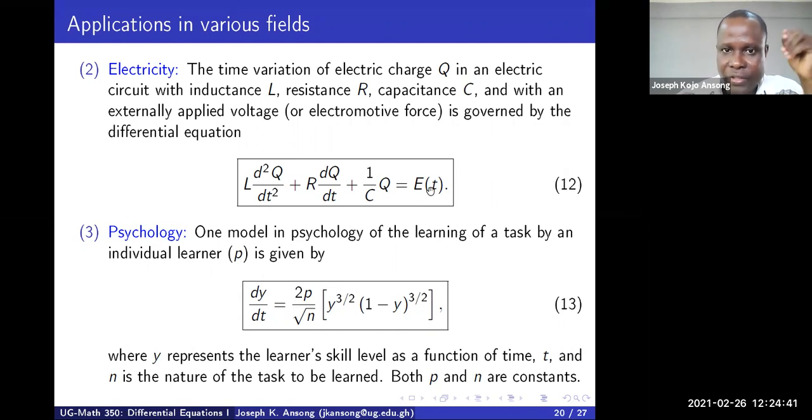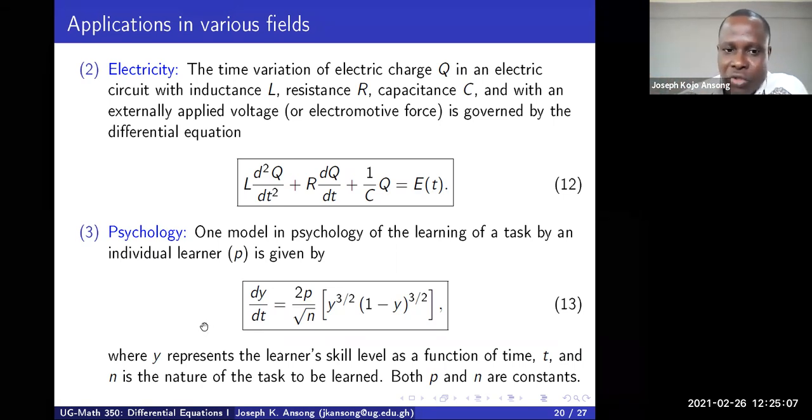Where E here is your voltage, electromotive force, if you like. And these are defined here. So this equation is often used. It's a typical example you will see in other textbooks. And also in psychology, I found this interesting that you can actually model the learning of a task by an individual learner.